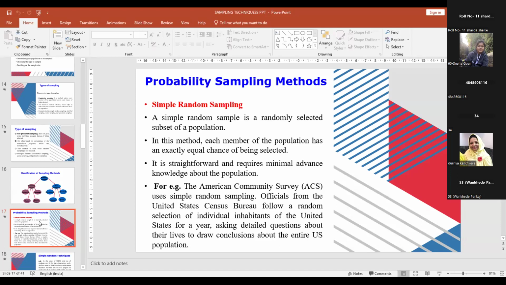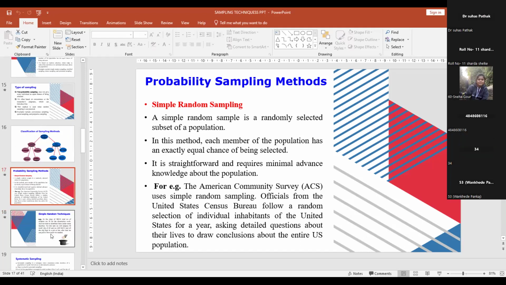So this is simple random sampling. We randomly select a subset of a population, and each member of the population has an exactly equal chance of being selected. It is straightforward and requires minimal advance knowledge about the population. You can see it through this example.